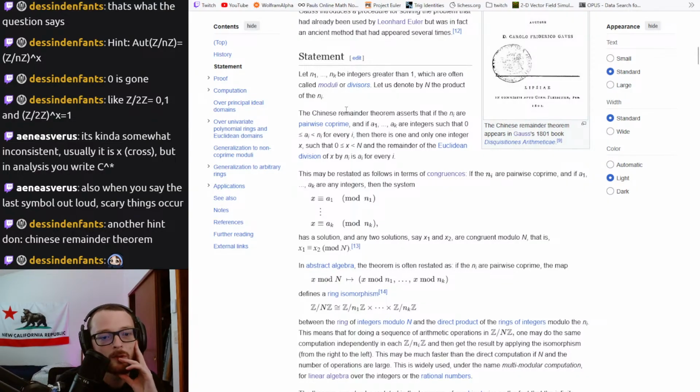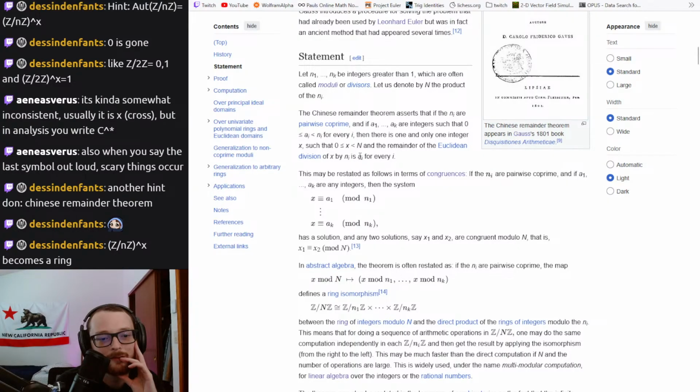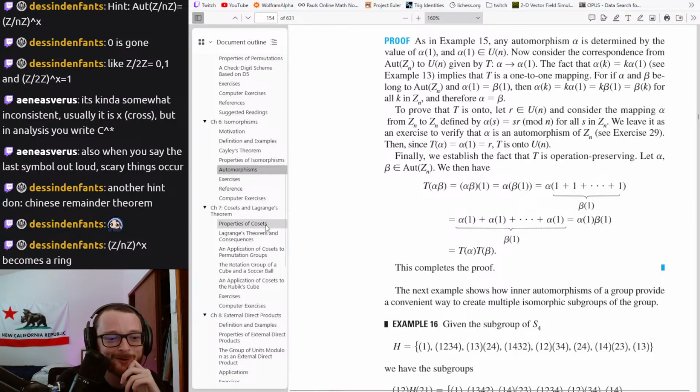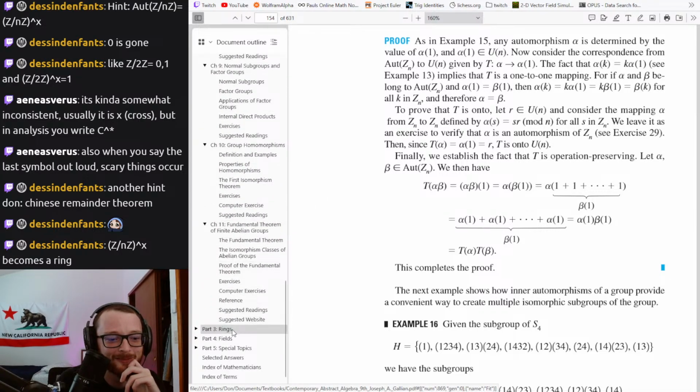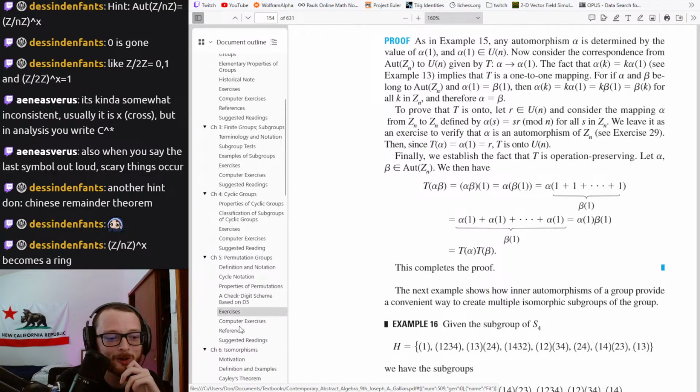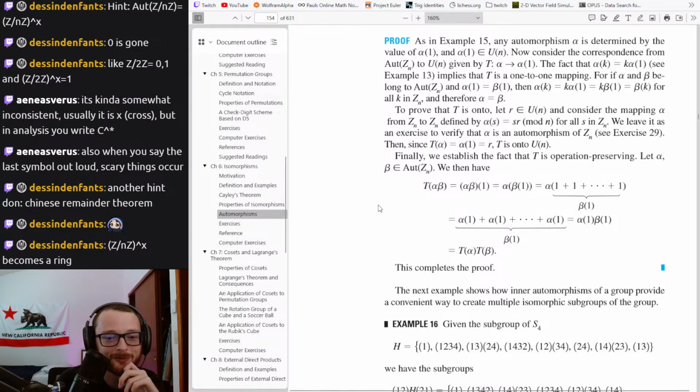Pairwise coprime. If a1 to ak are integers such that... Okay. There's only one integer x. It becomes a ring. I don't know that. Is it supposed to show that algebra is easier? Like, I don't know any of this, Destin. I'm sorry. As soon as rings get involved, I already don't like it. I already don't know what I'm doing with automorphisms. I know even less what I'm doing with rings.